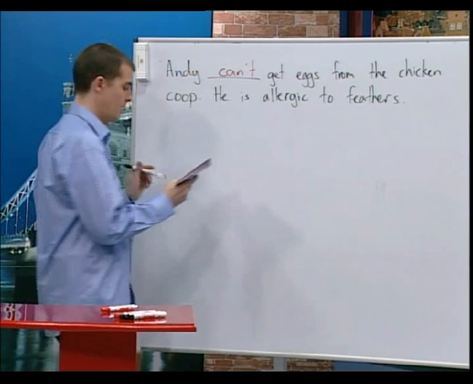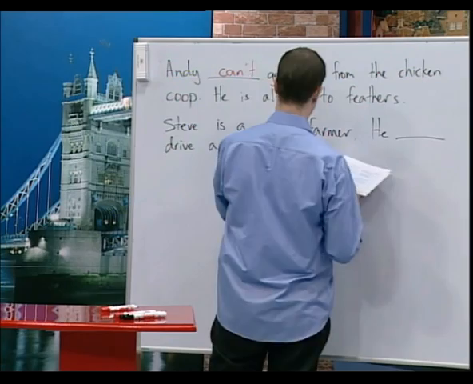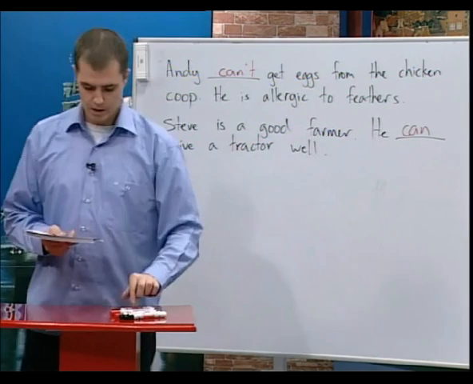Monica, here's one for you. Steve is a good farmer. He something drive a tractor well. What do you think, Monica? He can drive a tractor well. Excellent. I use can for ability here. Steve is a good farmer. He can drive a tractor well. Ability. Can for ability. Good.